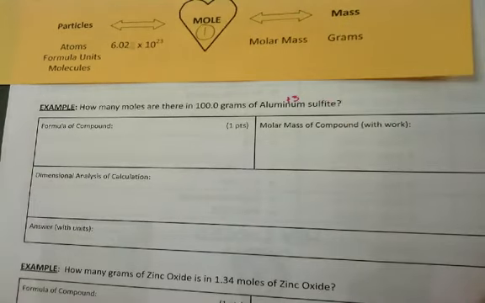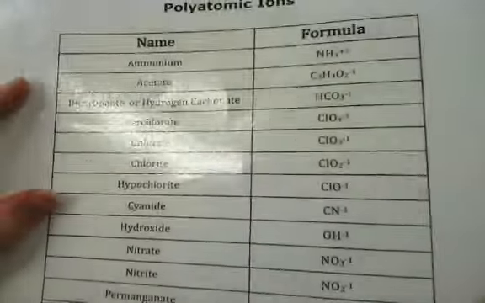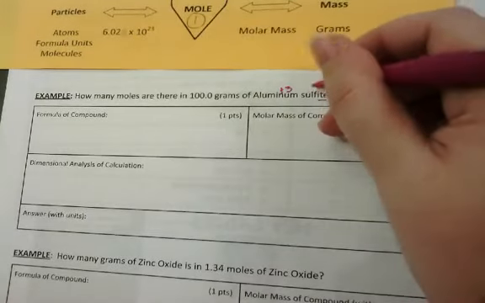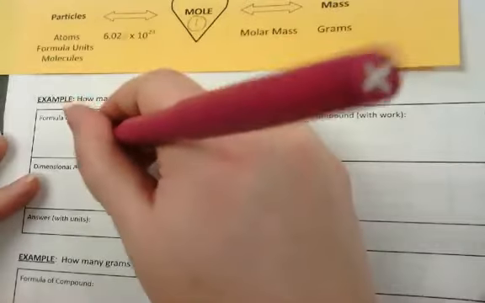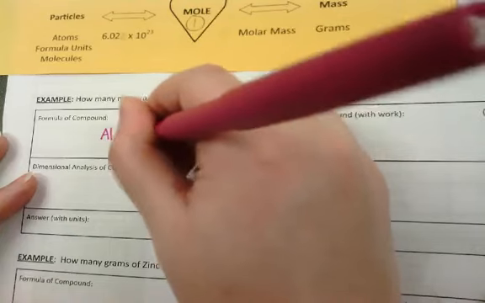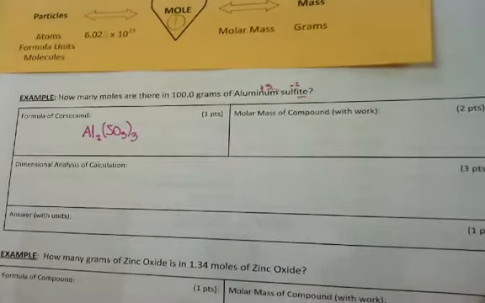Sulfite, if we look at it, it ends in ITE, so that tells us to look at our polyion list. Sulfite is here. That's SO3 with a charge of -2. So we can do our crisscross, and whenever we do that, we'll have Al2(SO3)3. And then we have to find the molar mass.